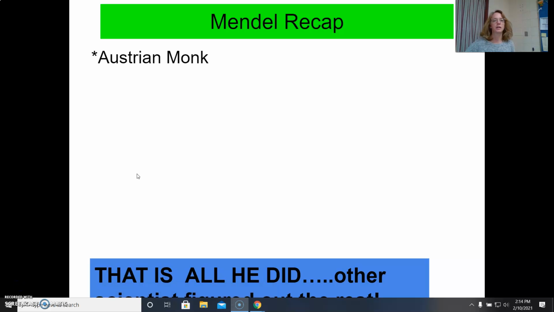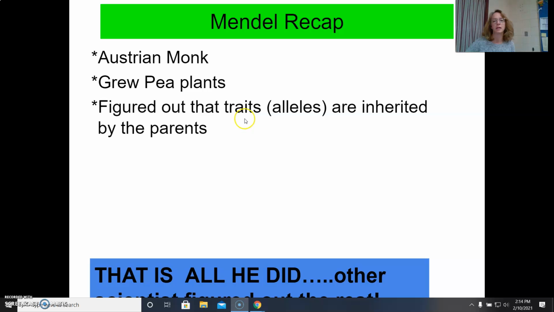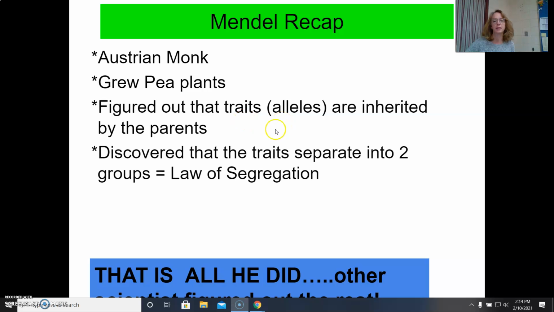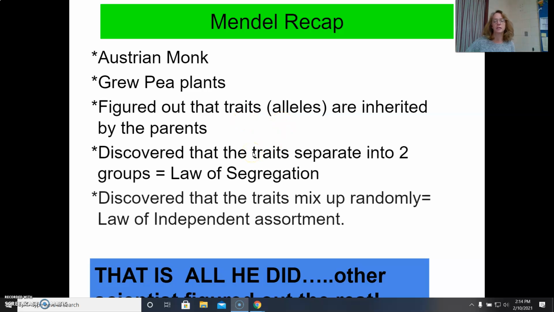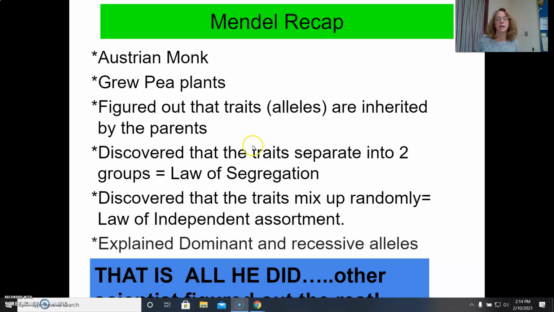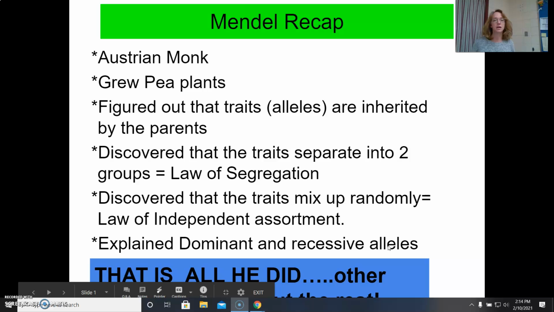Okay, we're going to start our conversation of sex-linked or X-linked traits. Just a little recap. Mendel was the Austrian monk. He studied pea plants. He figured out inheritance patterns and the law of segregation and the law of independent assortment. Mainly all he did eventually was understand and explain dominant and recessive traits and how they are expressed. That is all he did.